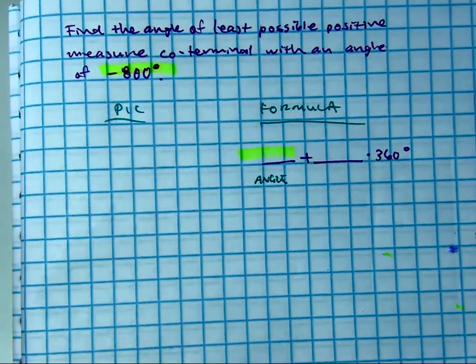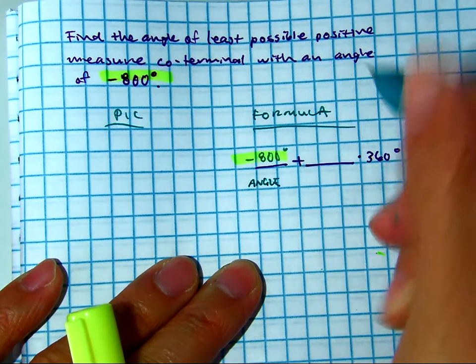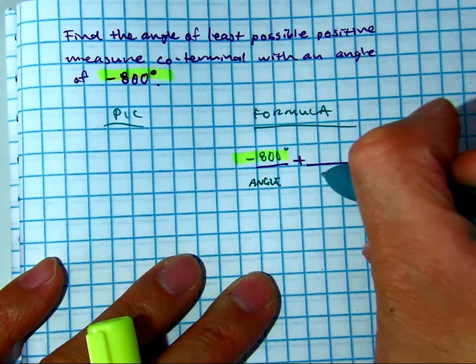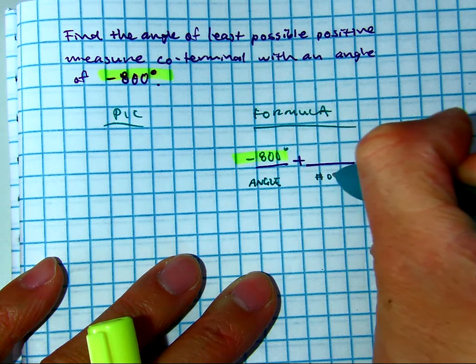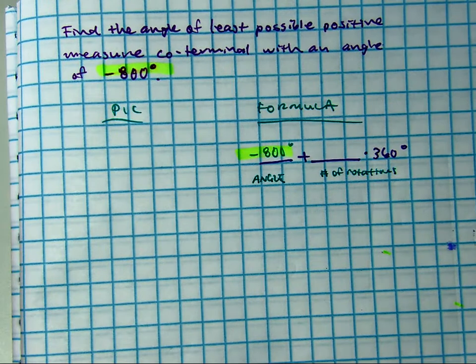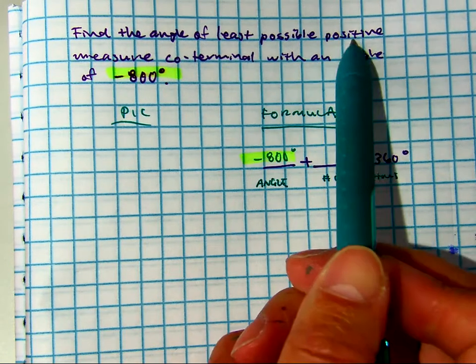Ilea, this blank represents the number of rotations. So we have to figure that out, right? Now this question is different because it says find the angle of least possible positive. So my answer has to be positive. The question is, what does least possible mean?